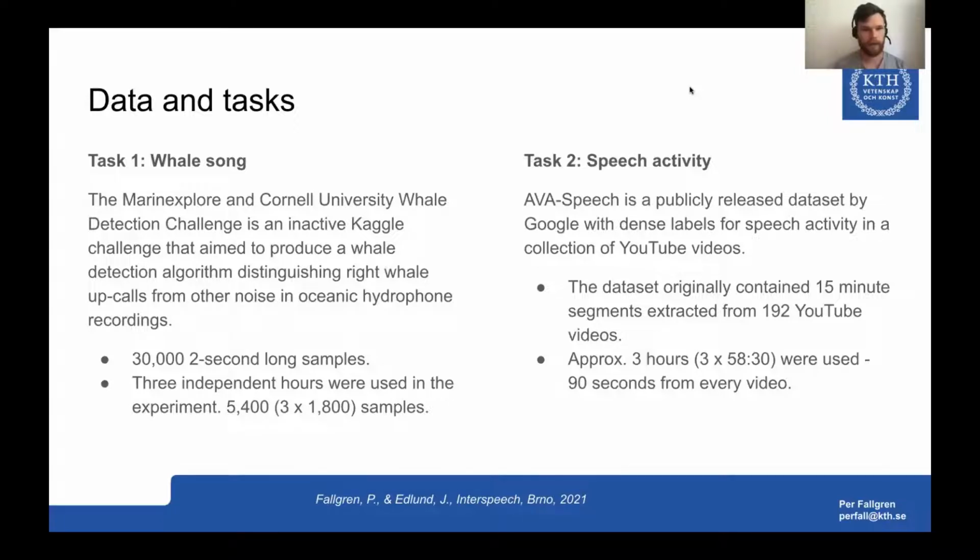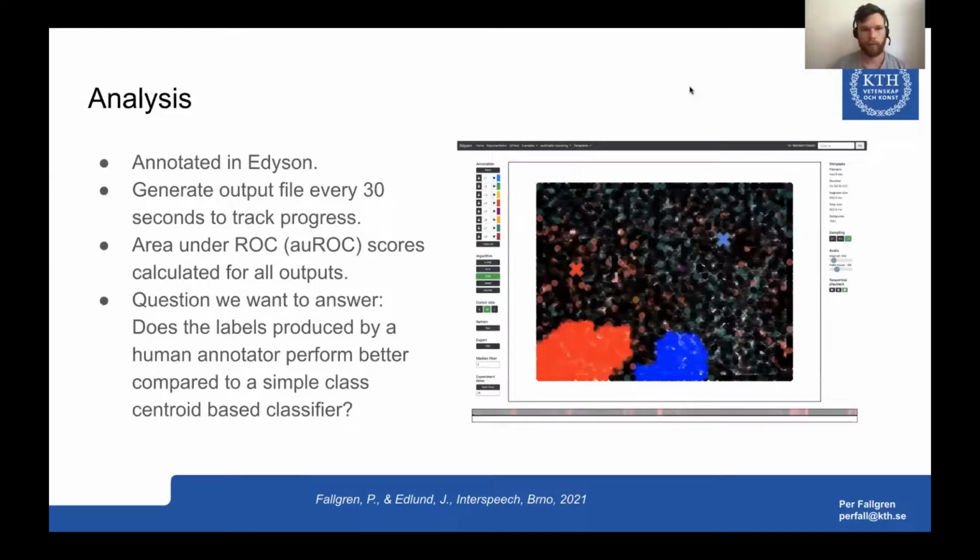For this paper, we have 2 tasks. We have a whale song task and a speech activity task. Both are 2-class classification problems. And for both of the tasks, we annotate them in Edyson, and we generate an output file, so essentially a file with annotations every 30 seconds to be able to track progress. And then we calculate area under ROC scores for these annotations.